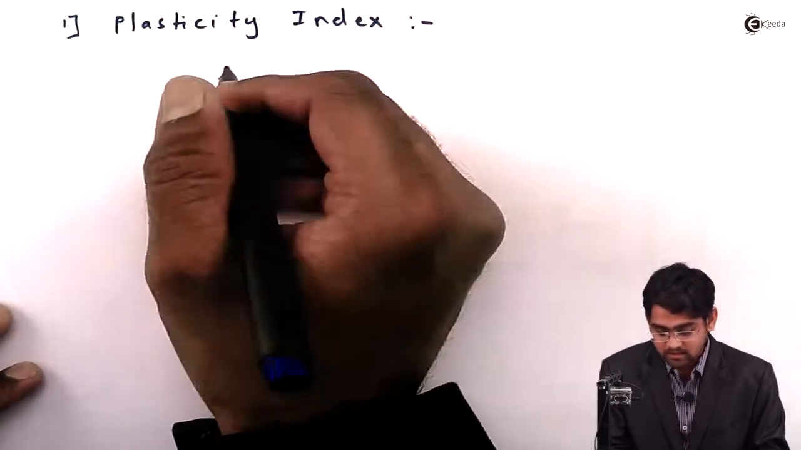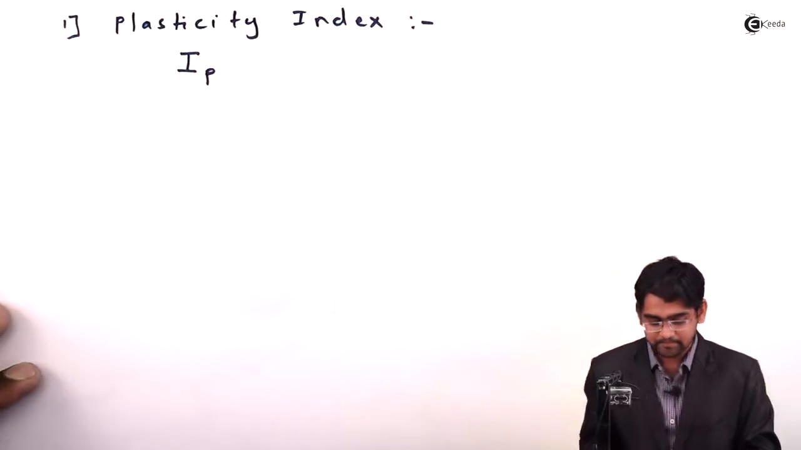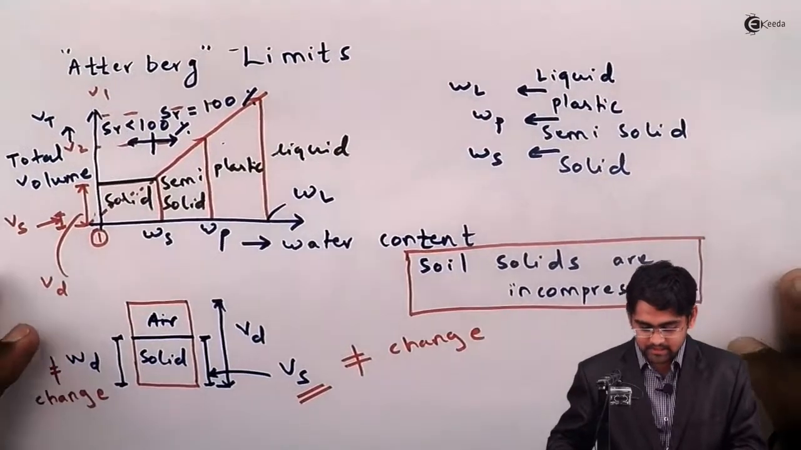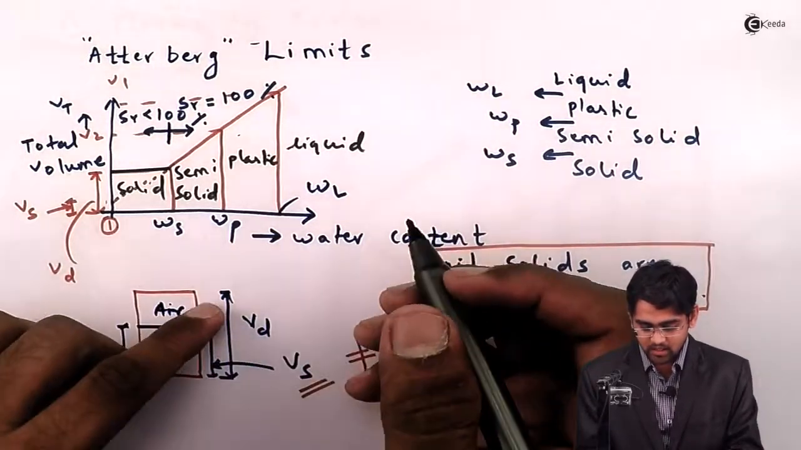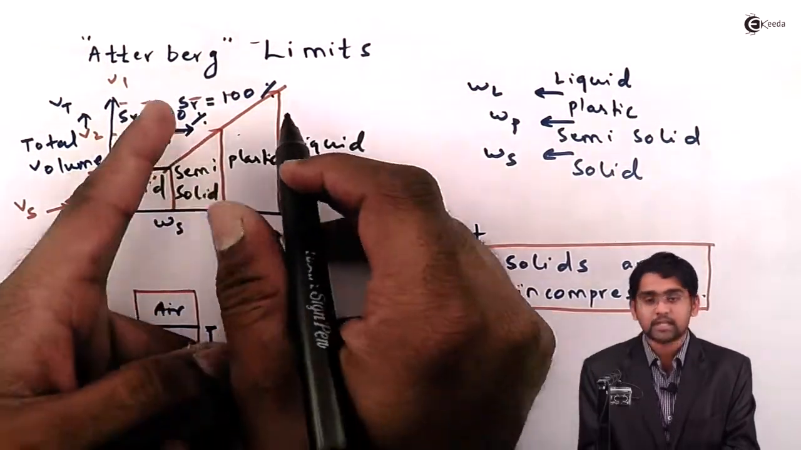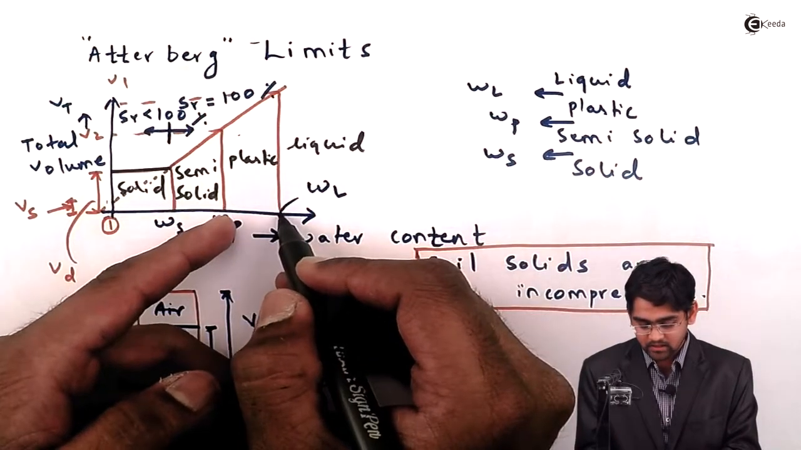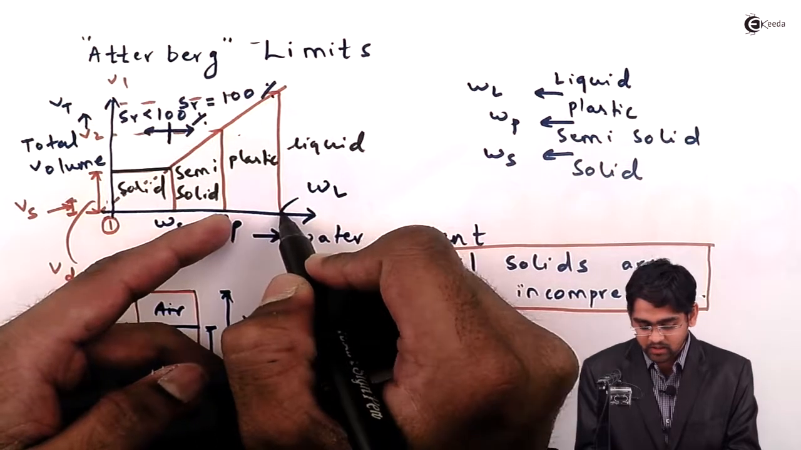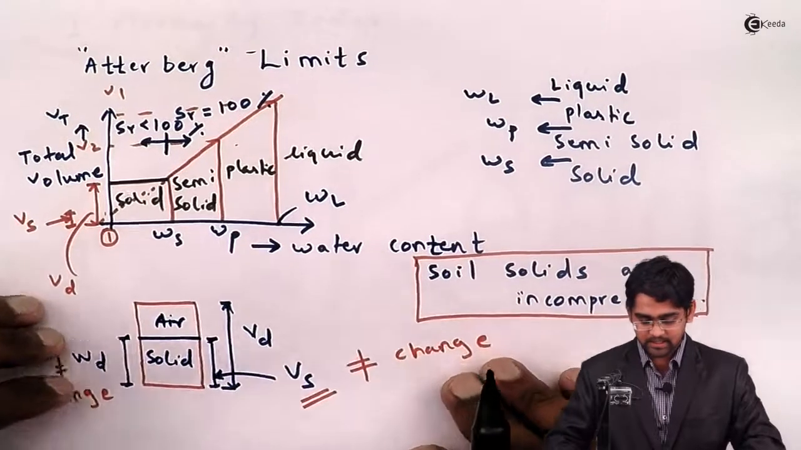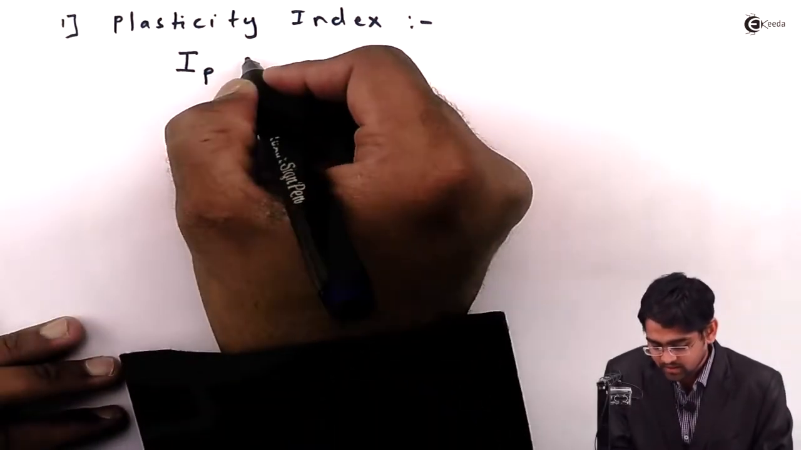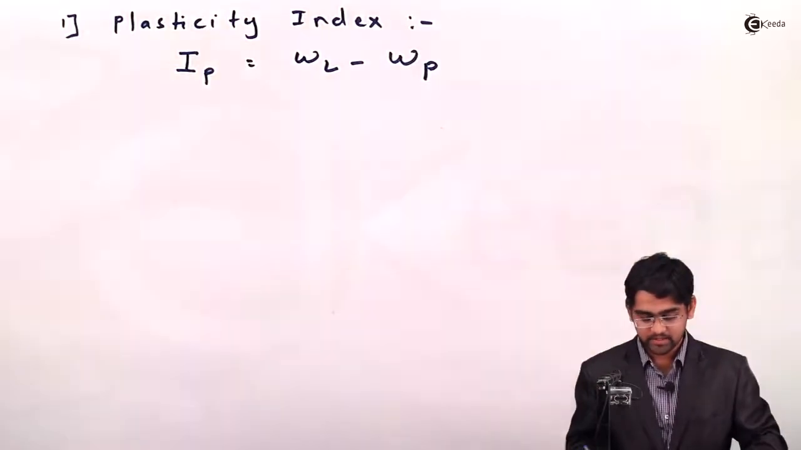Plasticity index is denoted by capital I suffix small p. Plasticity index gives the idea about the range at which the soil is plastic. So the range at which soil is plastic is nothing but the difference in water content between the liquid stage and the plastic stage. Therefore the plasticity index is nothing but liquid limit minus plastic limit.